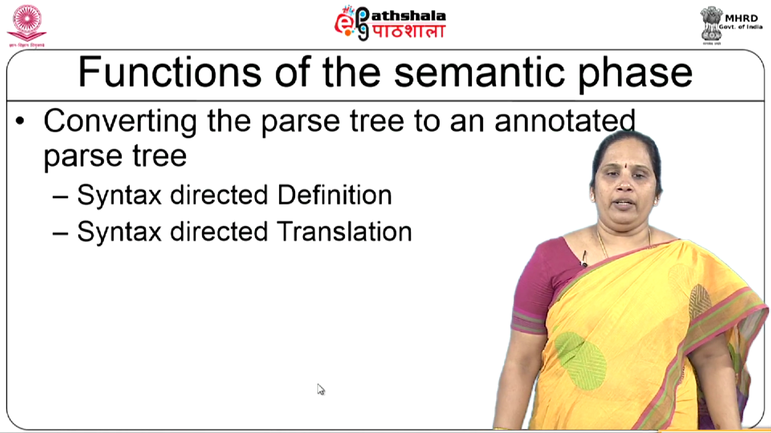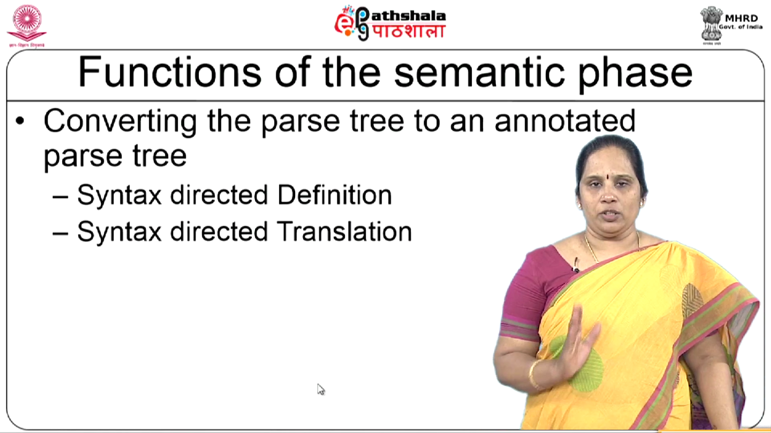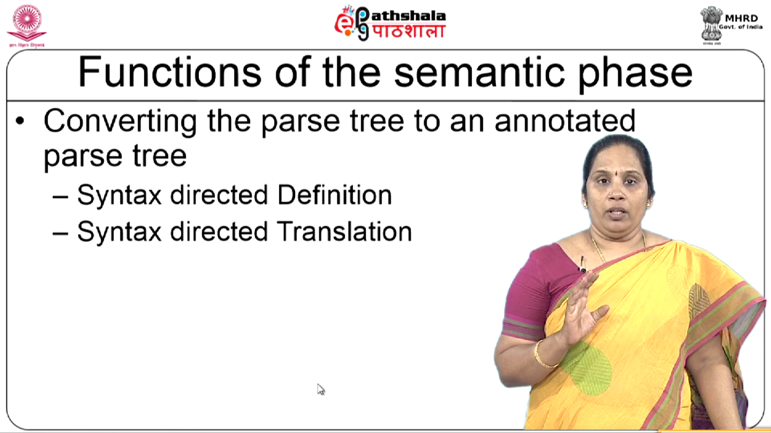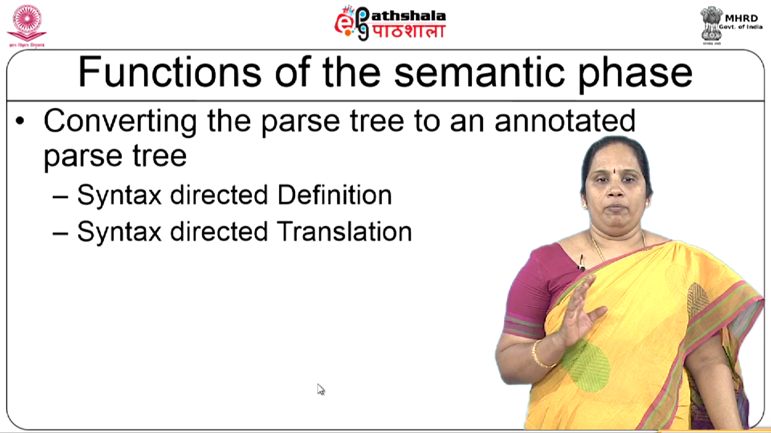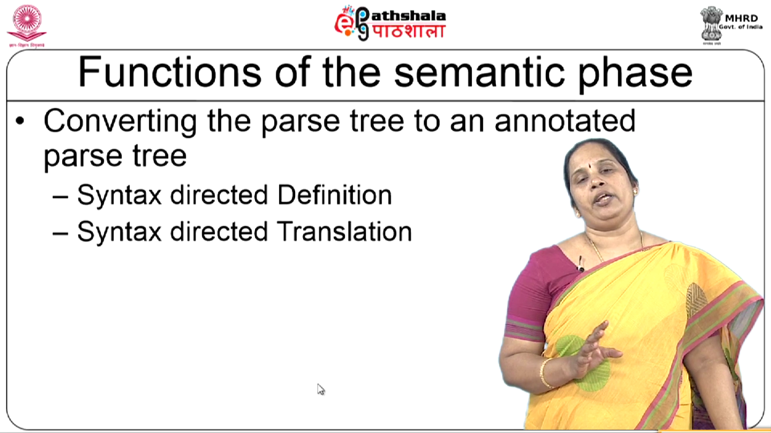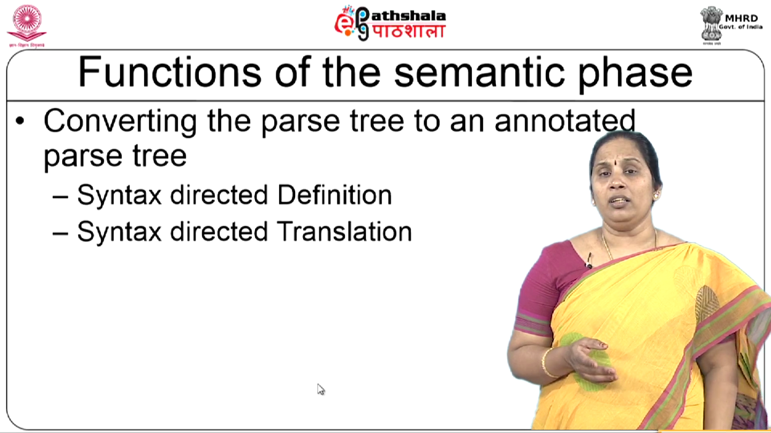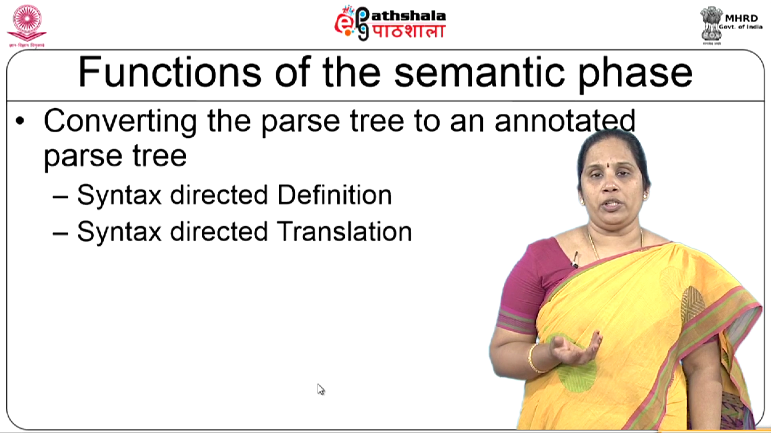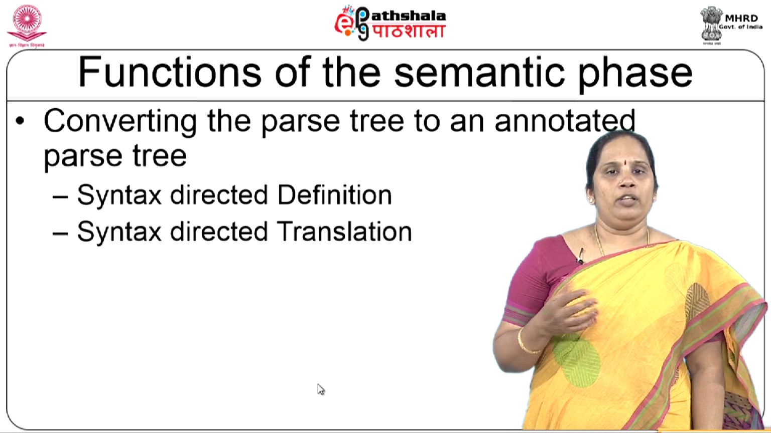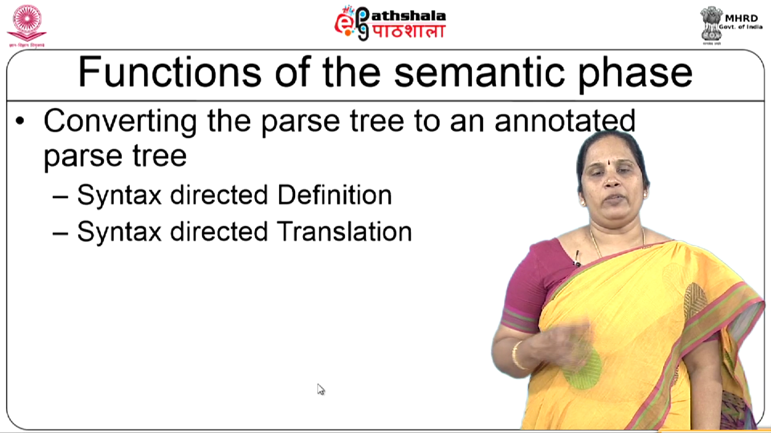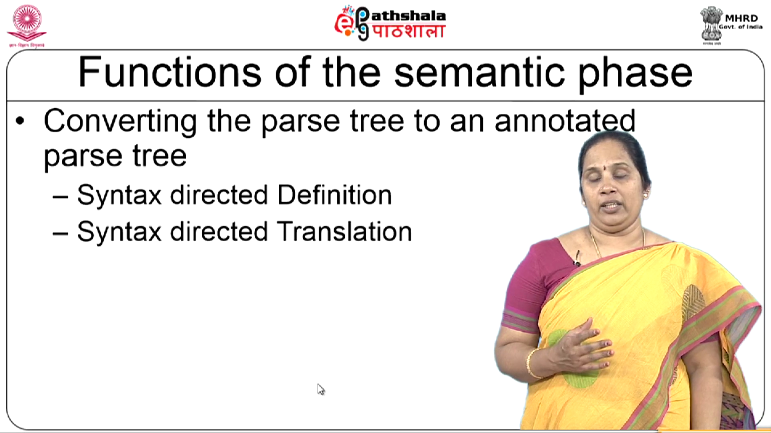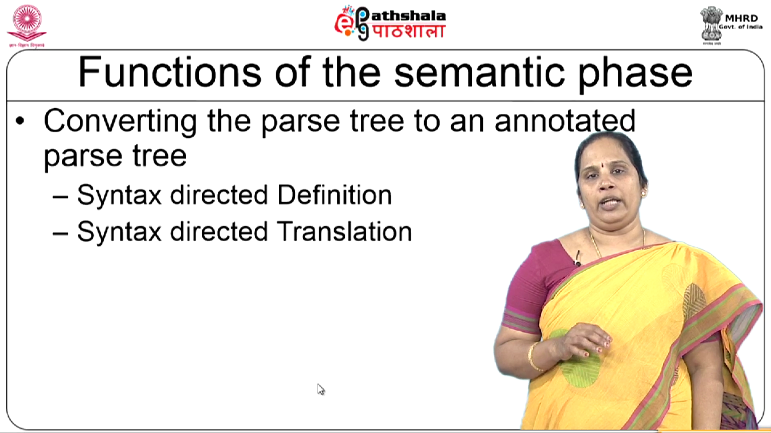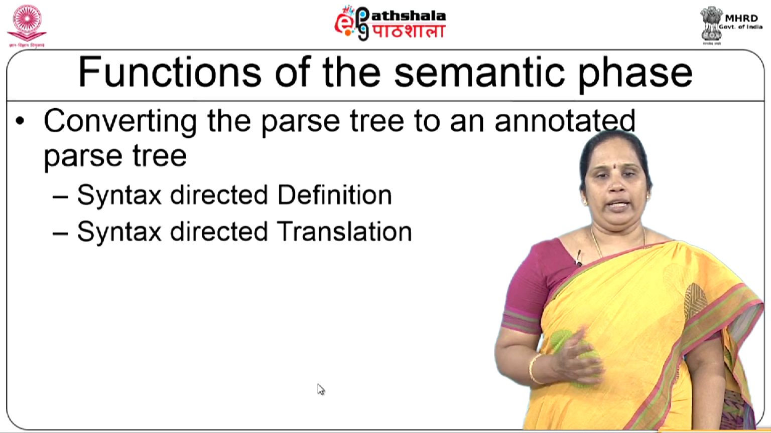So, the functions of the semantic phase. What we have as of now is the input has been converted to a parse tree representation, and this parse tree is a derivation tree. Every node can have more than 2 or 3 children, depending upon how many grammar symbols there are. It simply says whether a particular programming construct is obeyed or not, and it checks whether every statement in a particular input programming language is correct or incorrect.